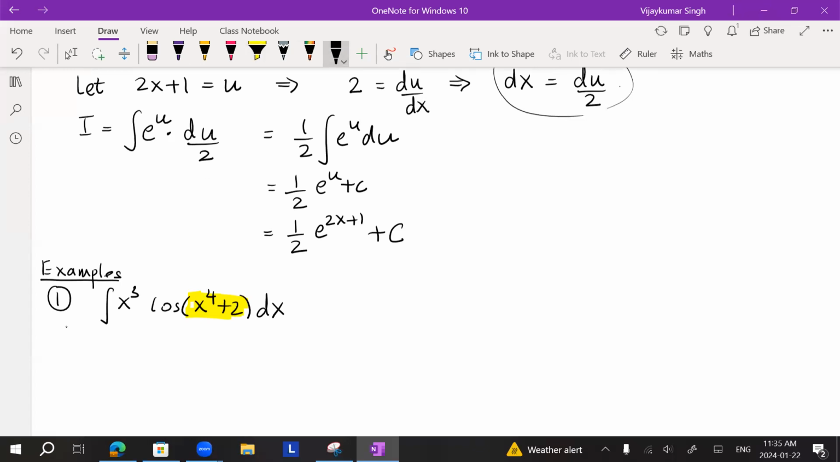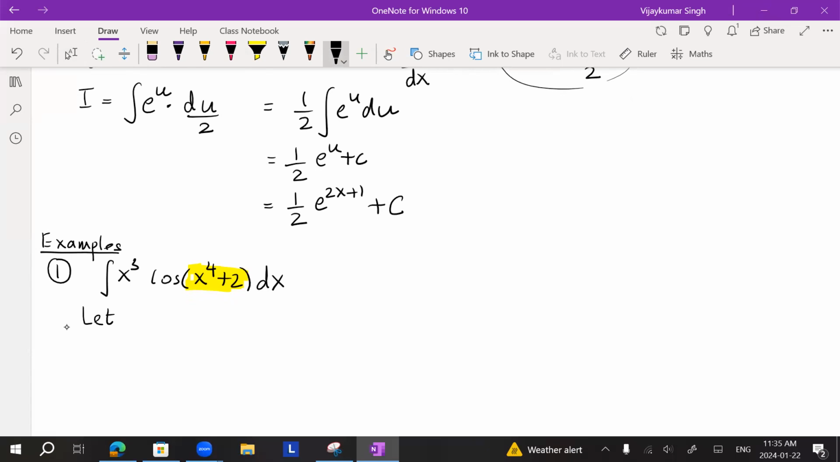So in that case, we say, okay, let u be x to the power 4 plus 2. So we do this substitution, and this implies that du by dx is going to be 4x cubed. So now you see that we have found the substitution for x to the power 4 plus 2, and we have also found the substitution for x cubed dx, which gives us du by 4 equals x cubed dx.